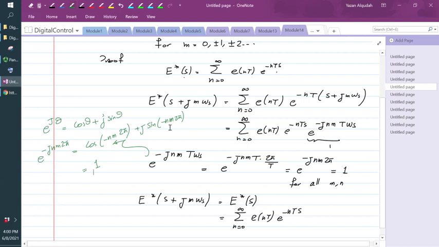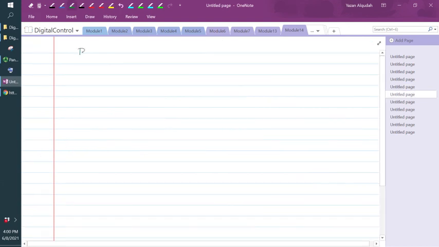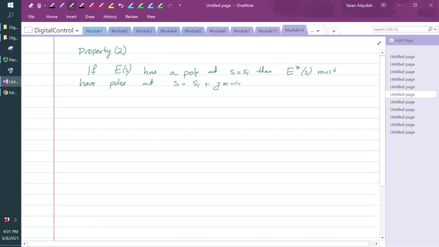Okay. The second property is that if E of S has a pole at S equal to S1, then E star must have poles at S equal to S1 plus j multiplied by m multiplied by omega S. So if E of S has a pole at S equal to S1, then E star of S must have poles at S equal to S1 plus j m multiplied by omega S, where m is equal to 0, plus or minus 1, plus or minus 2, etc.